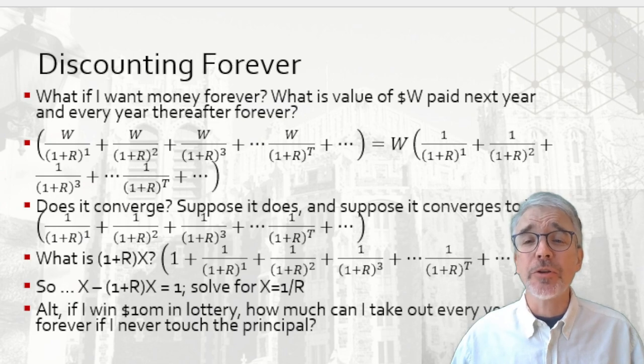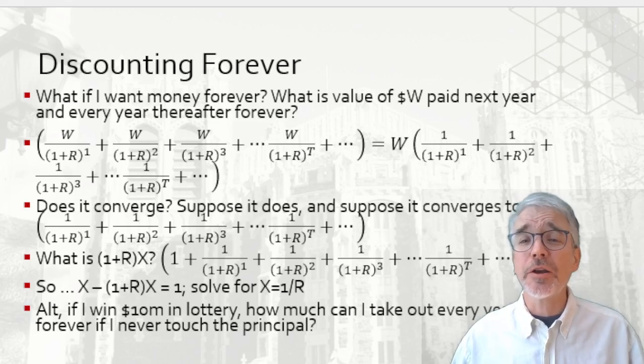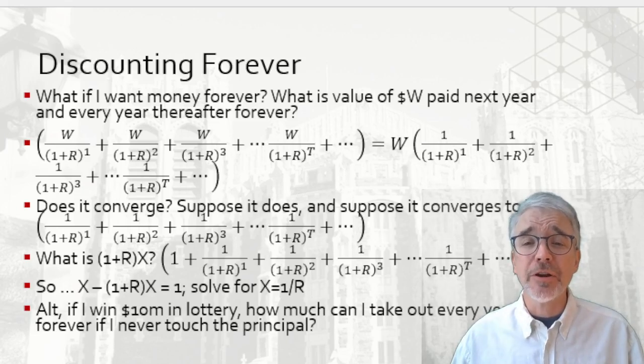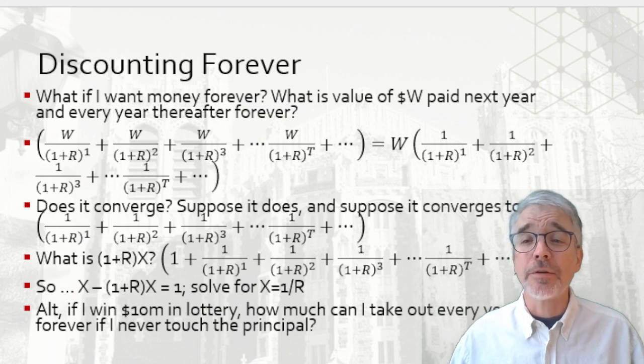The sequence of terms here, W over 1 plus r to the first, plus W over 1 plus r squared, W over 1 plus r cubed, on and on and on to the t power. As t gets bigger and bigger, that term is going to get smaller and smaller. It's reasonable to think it might converge to something. So we'll just suppose it does converge to something, call it x, and then do a little bit of algebra to solve for x. Find x equals 1 over r.